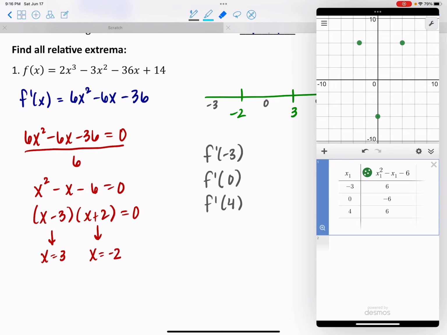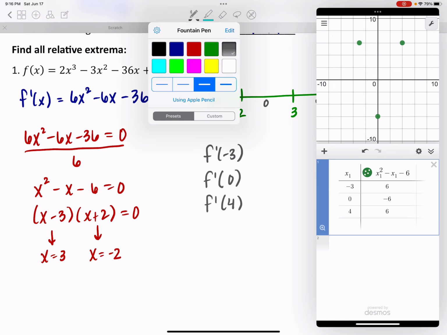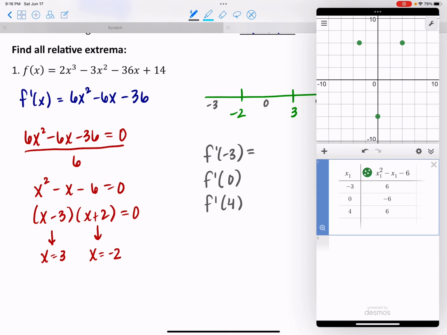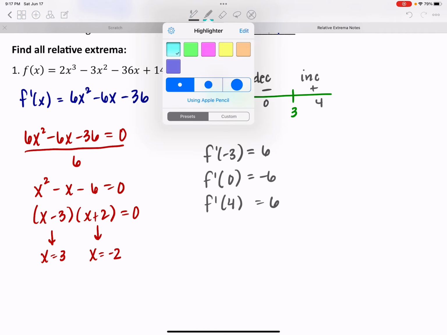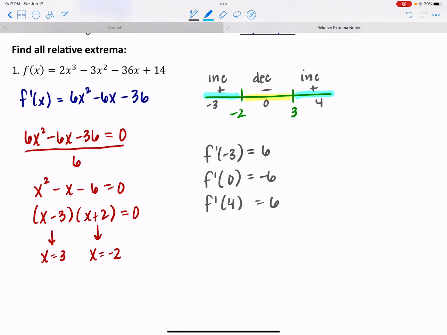So f of -3 ends up being positive 6, f of 0 ends up being a -6, and then f of 4, again, a positive 6. So I am positive over here, negative here, and then positive here. So that tells me that this interval is increasing, this interval is decreasing, and this interval is increasing. So I am changing from increasing to decreasing here, and then from decreasing back to increasing here. So these are both relative extrema, just need to decide which one is which.